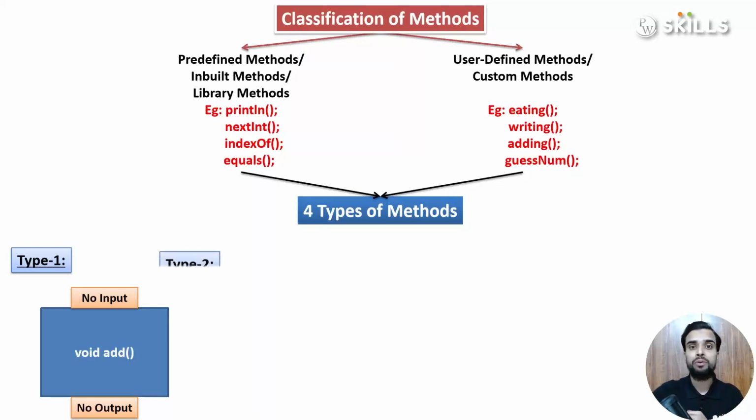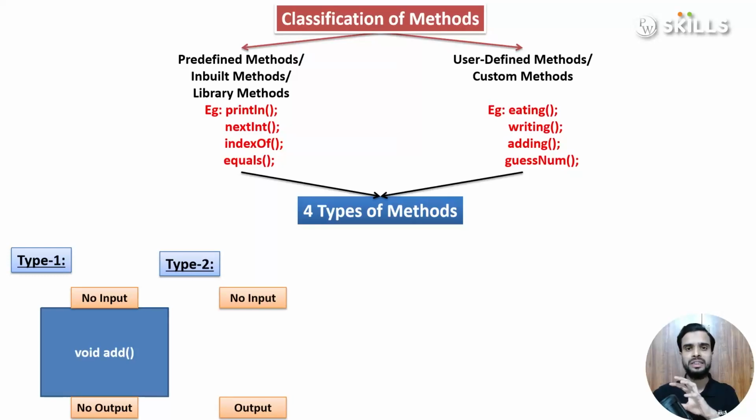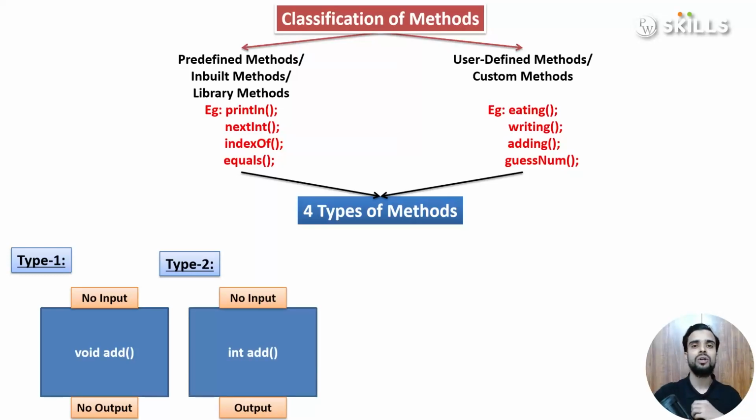What about the type 2 method, sir? The type 2 method is going to be such a method that wouldn't be accepting any input, but definitely it would be returning some output. This itself is the type 2 method. And how would the signature of the method look like, sir? Maybe for the sake of example, this is how it is going to look like.